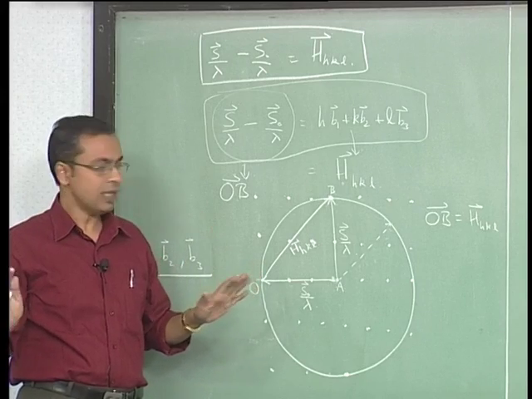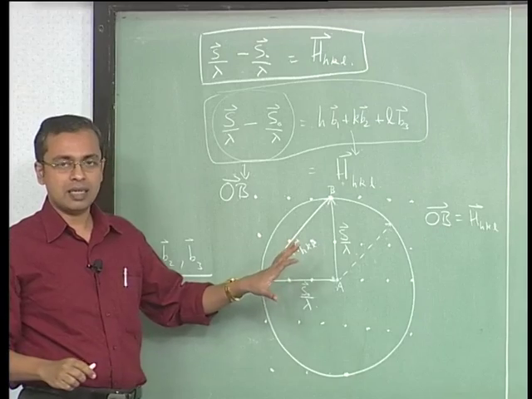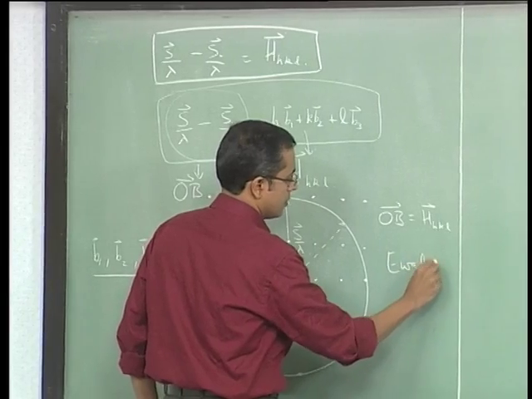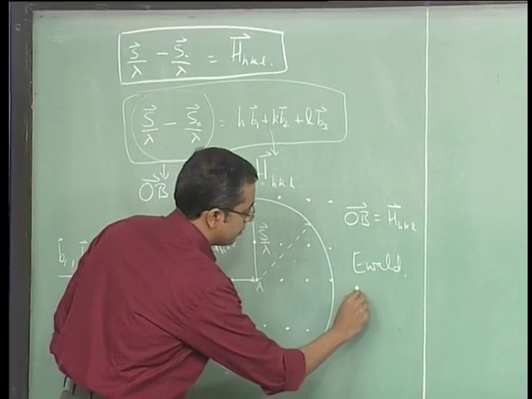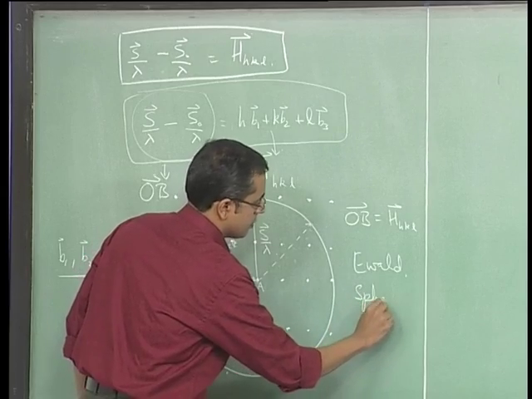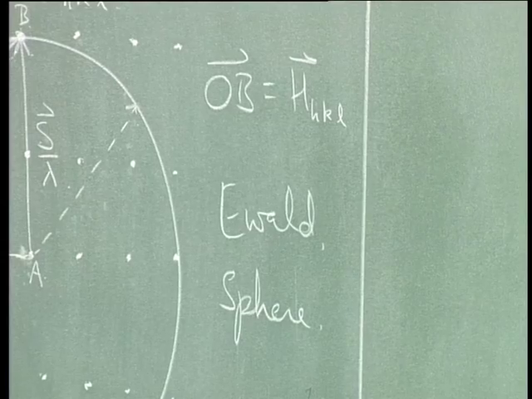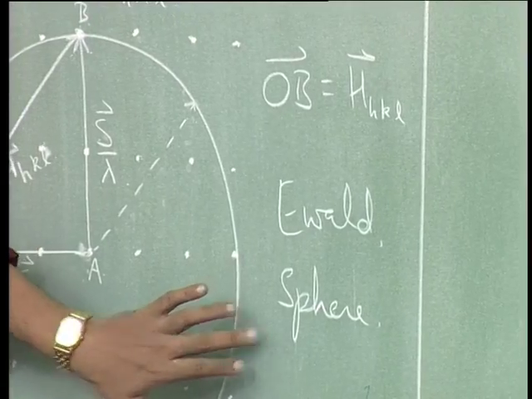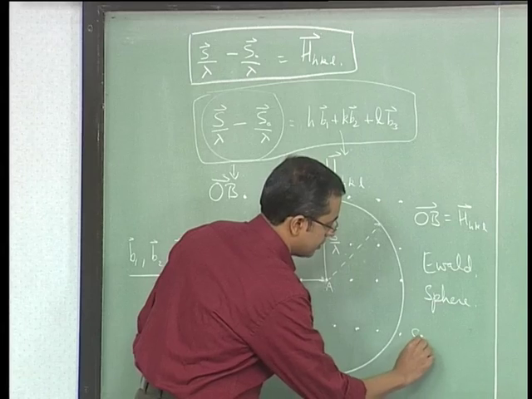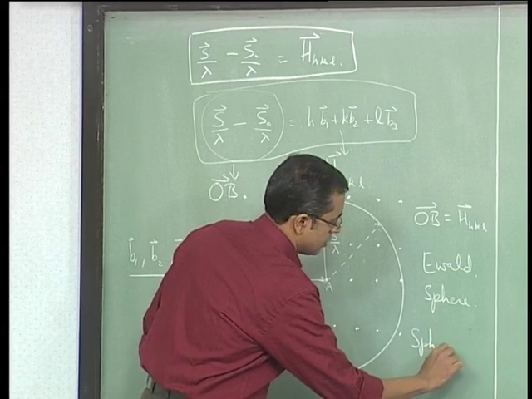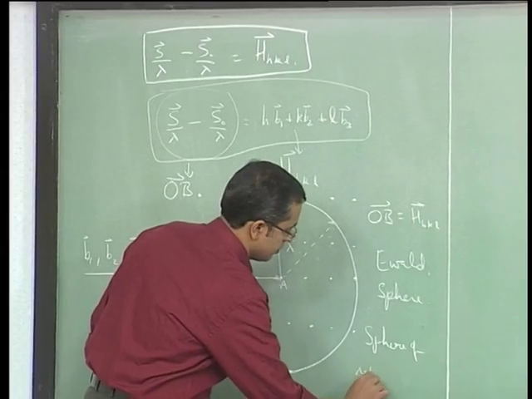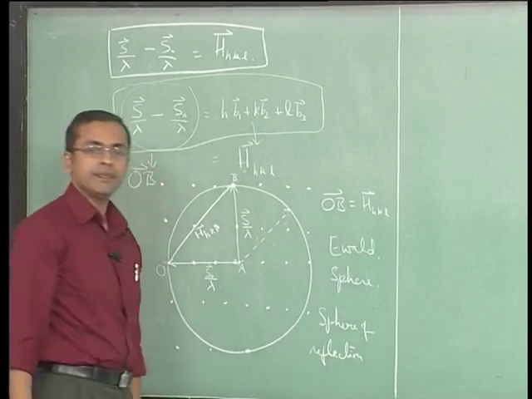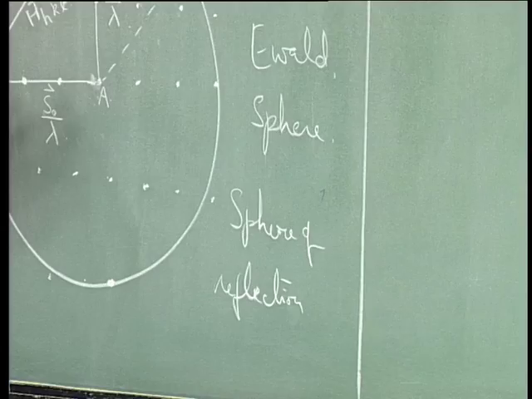for diffraction. Okay. This construction is credited to Ewald and is therefore called the Ewald sphere. This way of indicating to us when diffraction will occur is credited to Ewald, and it is called the Ewald sphere. It is also called the sphere of reflection. Okay. So this is a very important construct.